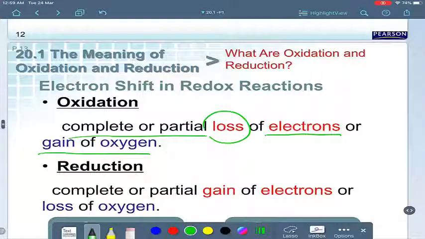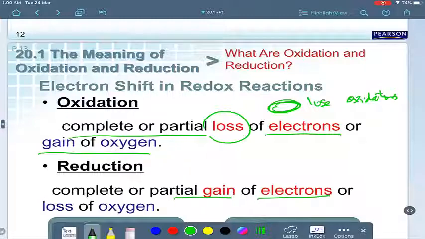So we know gain of oxygen means oxidation, but the modern meaning here is losing electrons. So if you have a substance, element, molecule or compound, and it loses electrons, it means oxidation. Don't forget the opposite for reduction: complete or partial gain of electrons is reduction, like loss of oxygen. So if you have a substance and it gains electrons, it means reduction.